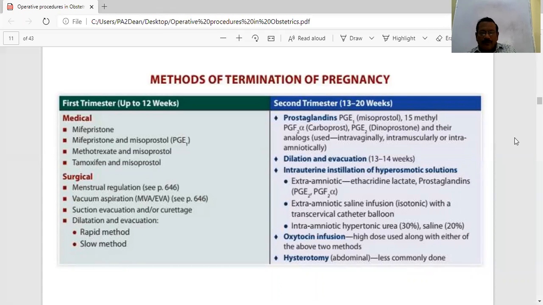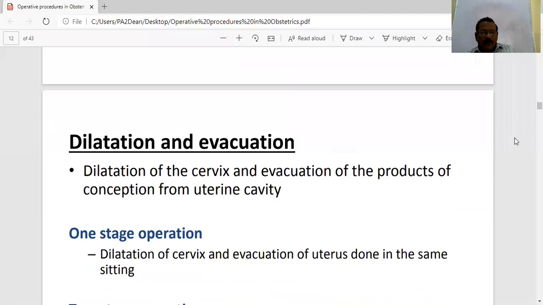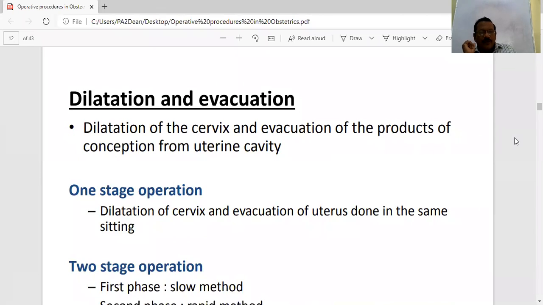That is cutting open of the uterus and doing. Then coming to the dilatation and evacuation. Dilatation of cervix and evacuation of the process of conception from uterine cavity. This is one stage operation. Dilatation of cervix and evacuation of the uterus done in the same sitting.